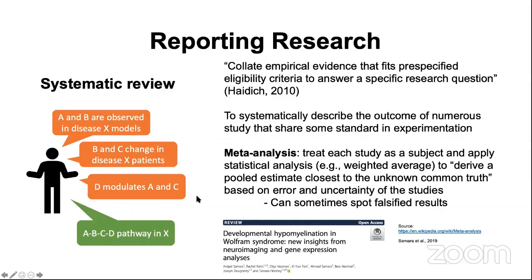So a systematic review is really not a process where you do new experiments, but a way of integration. You're combining other people's results to really inform the bigger picture.